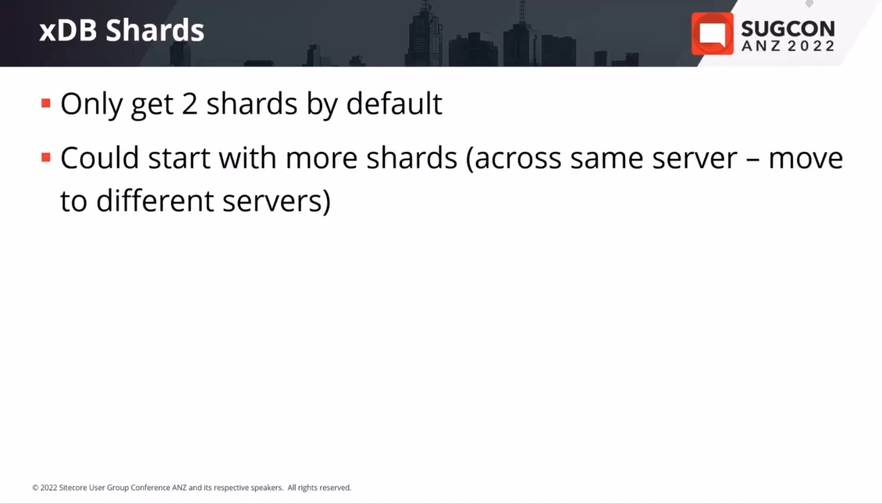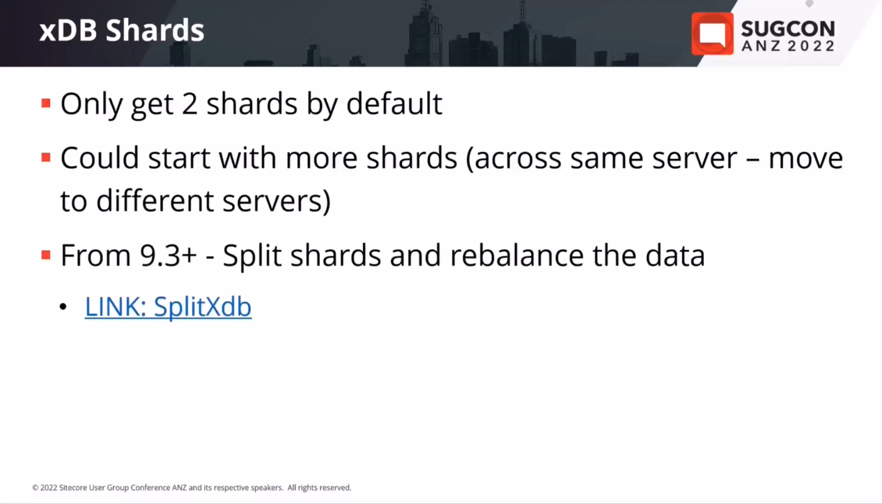With Sitecore 9.3 onwards, we also have tools that you can use to split these shards. So if you have 2 and you want to go to 4, you can run the Xdb splitter tool, which will rebalance all that data across the now 4 shards, which would make them more performant with the queries that are run on them.